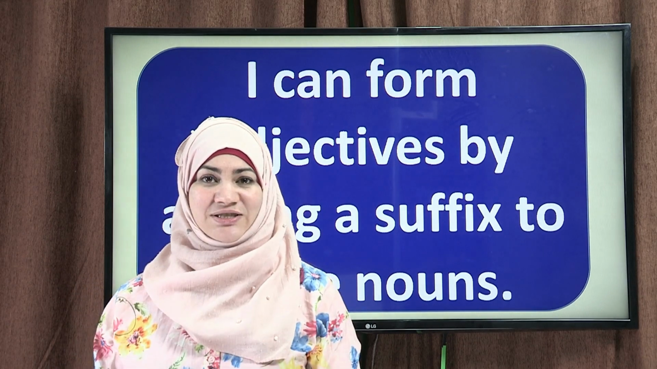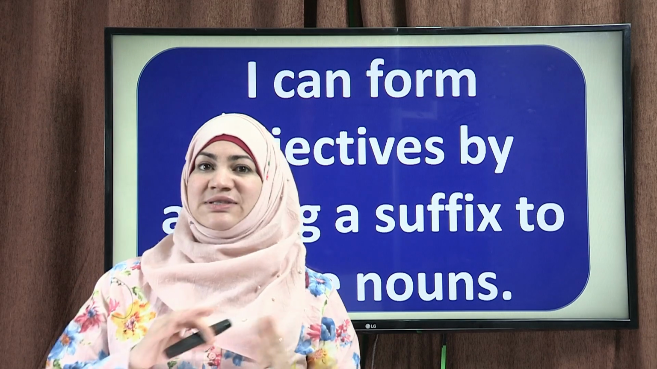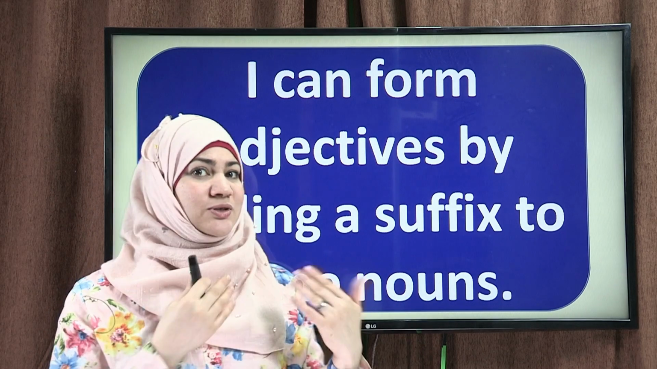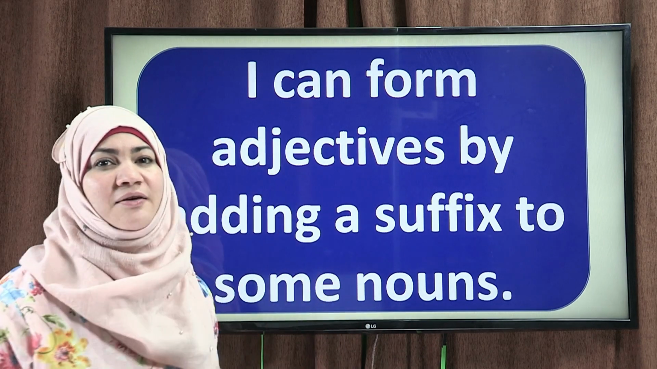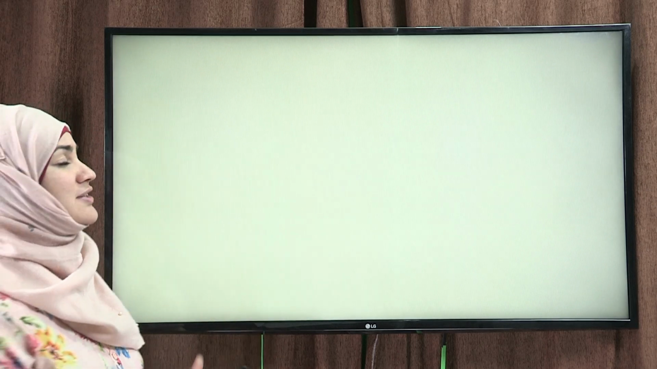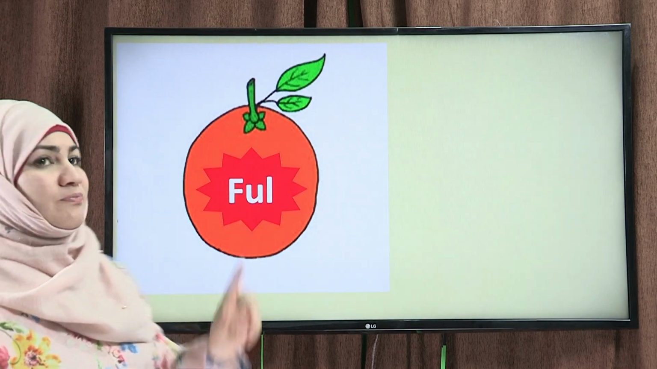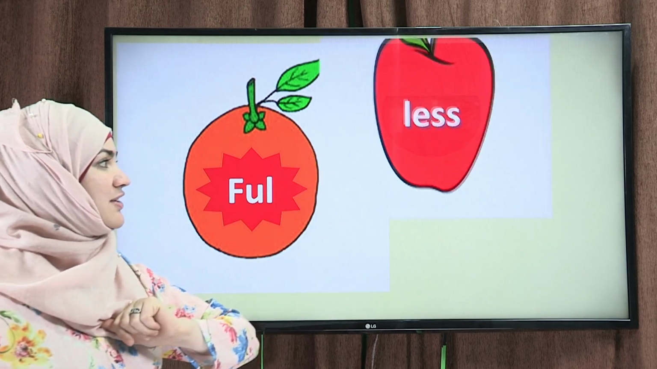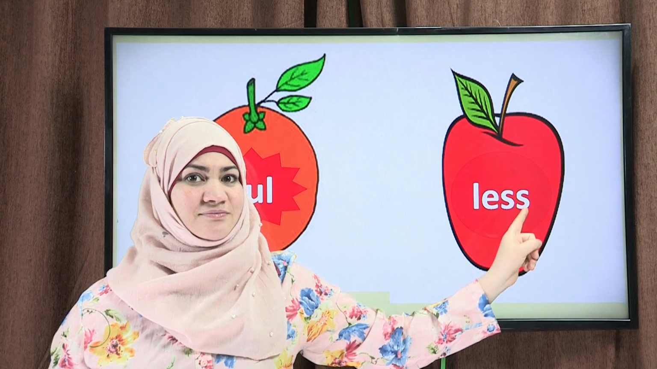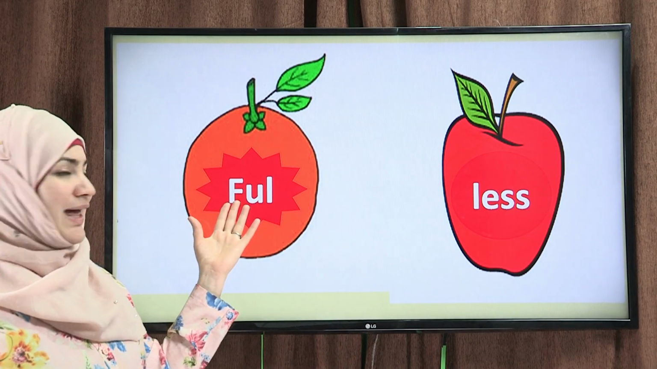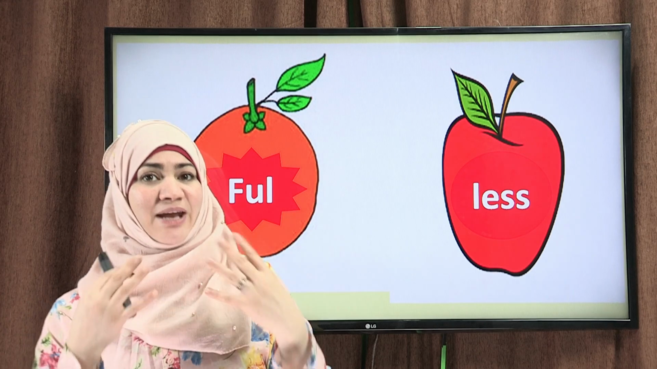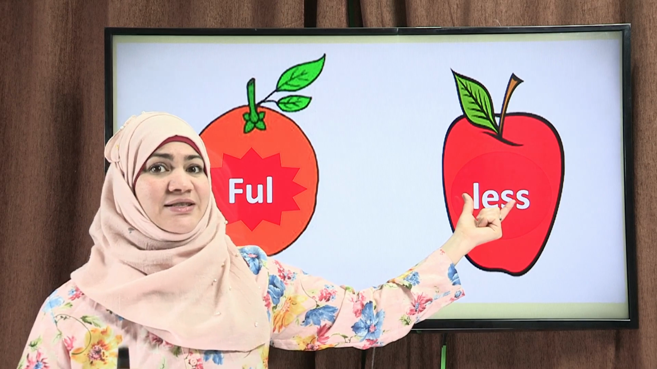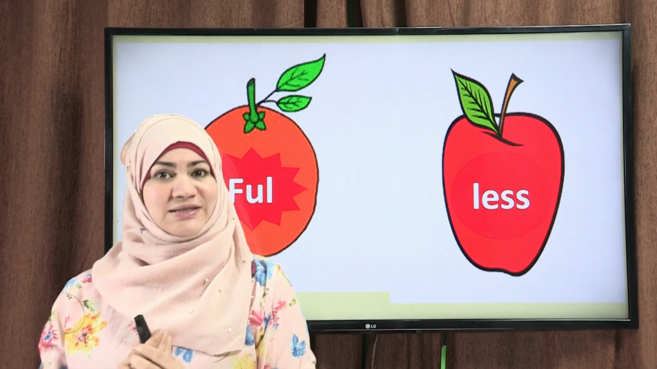We form adjectives when we add a suffix at the end of some nouns. We see together here some examples. And what are these suffixes? We have the suffix full, and we have the suffix less. So we add this suffix to some nouns to form adjectives.